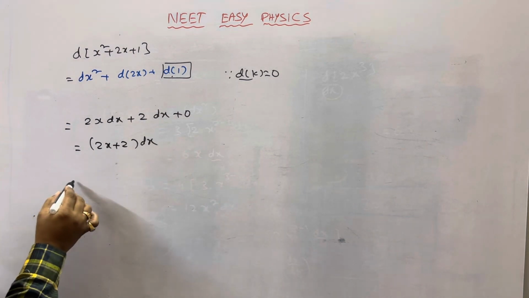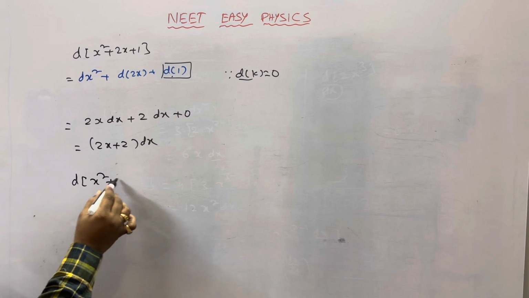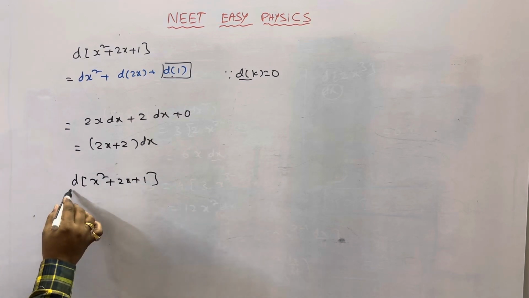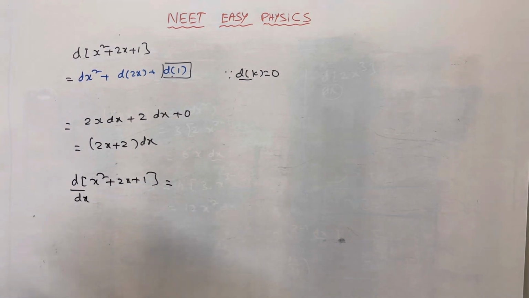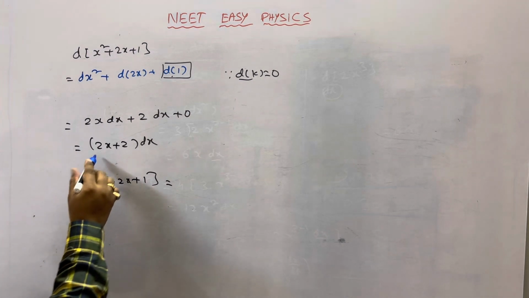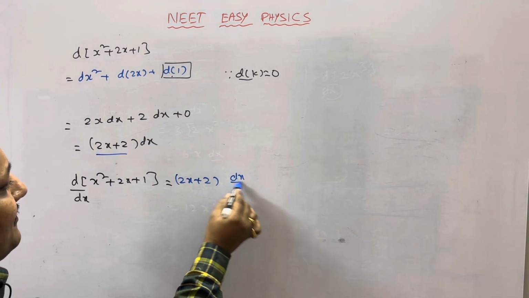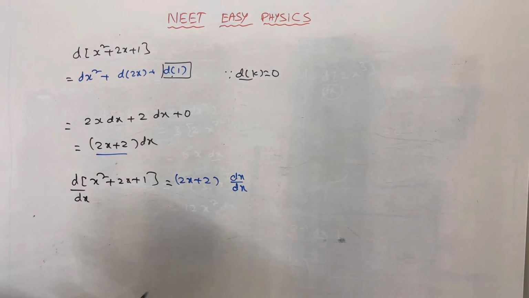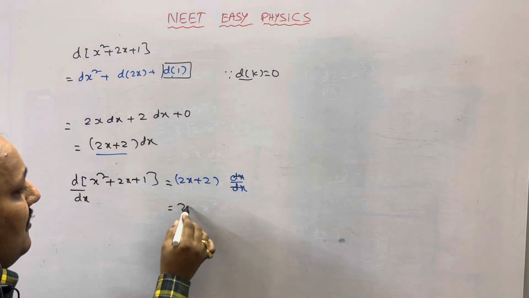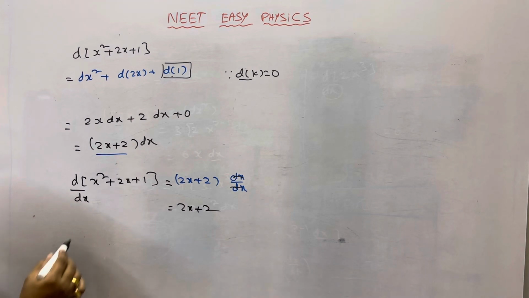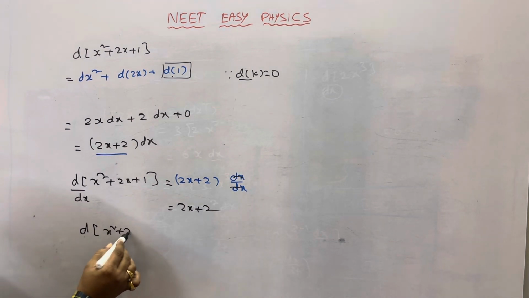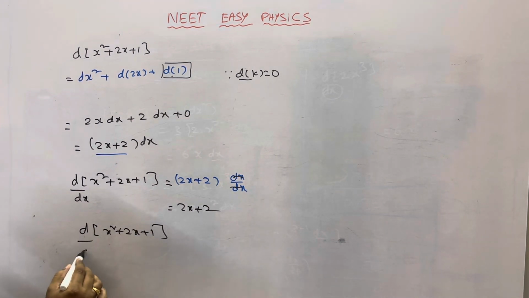Now the same derivative of the equation x square plus 2x plus 1, with respect to x, I am doing. At that time what will you get? Same, but the difference is this dx will not come. dx by dx is going to be cancelled. So 2x plus 2.